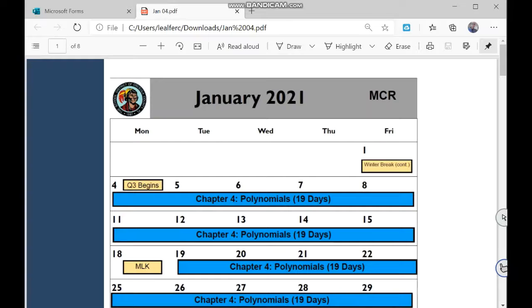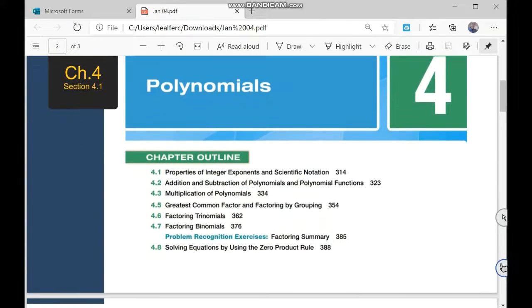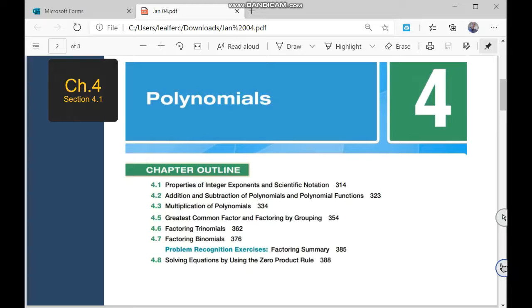And what is a polynomial? I'd like to ask you to keep things really simple in this course. You don't need to know very complex definitions. You can make up your own definition. We will work on properties of polynomials, addition, subtraction, multiplication, greatest common factor of polynomials, factoring, and also solving equations. Okay? This is everything that we're going to do about polynomials.